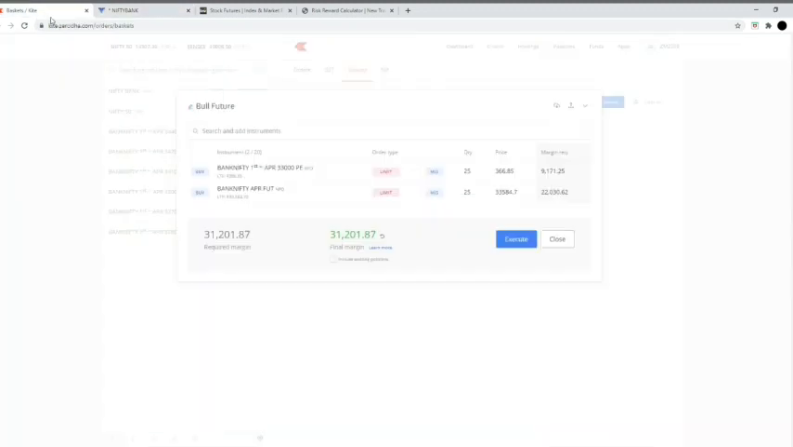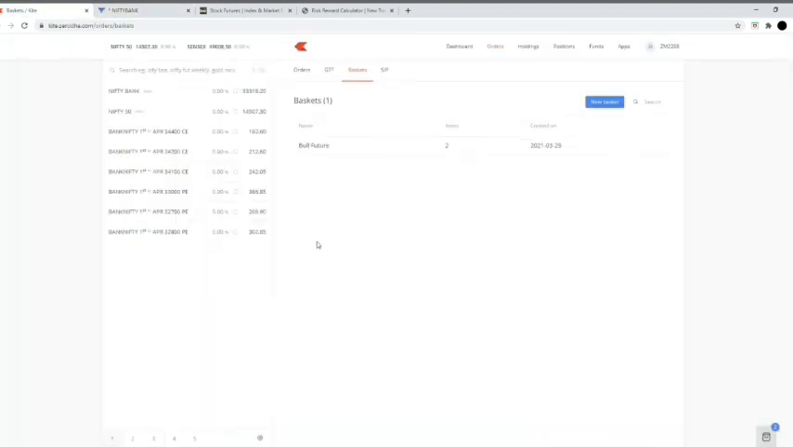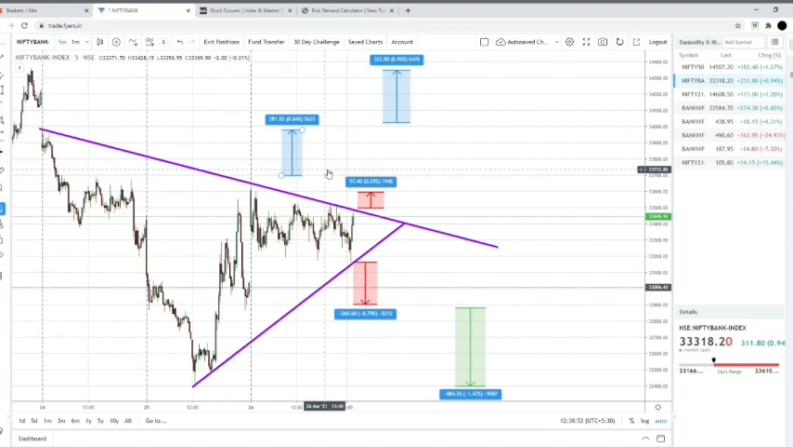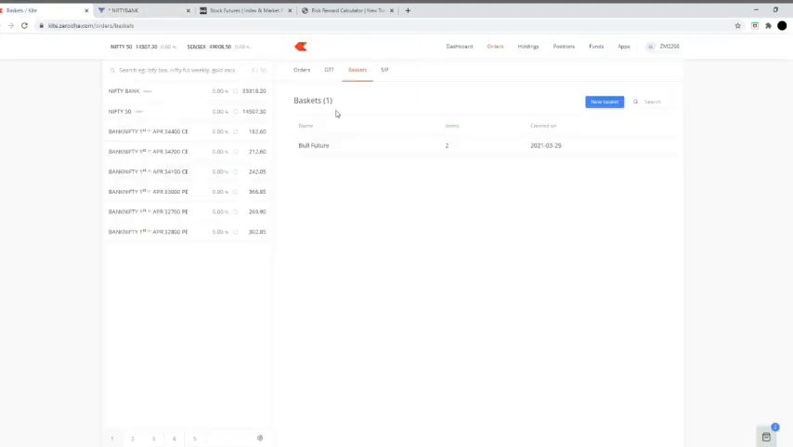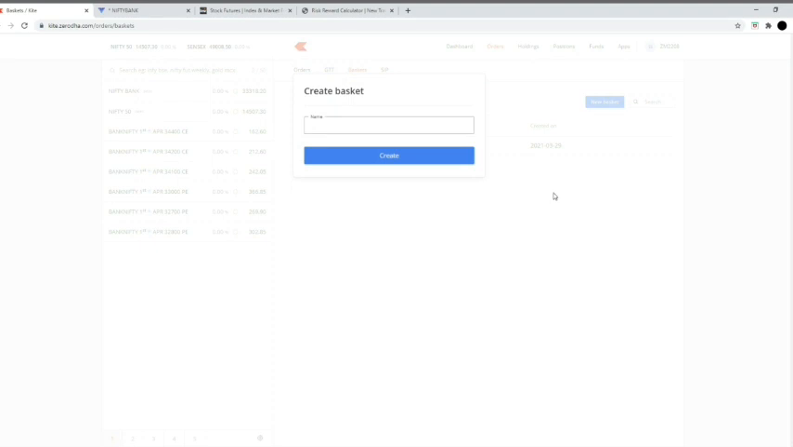All right. Now, the second thing is, now I think the market is going to go down. Let's come back to the reference over here. Let's say the market is trading somewhere around 32,905 and you want to trade this breakout of 400 points. So what you just need to do is go to your basket and create it as a bear basket or bear future.